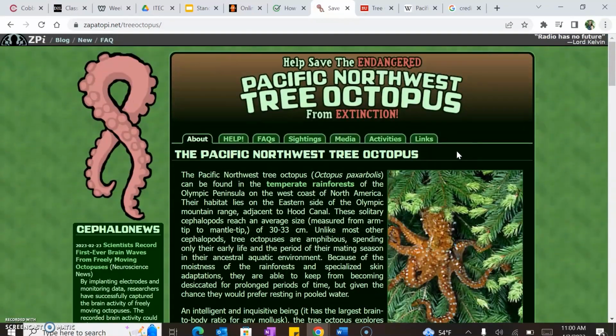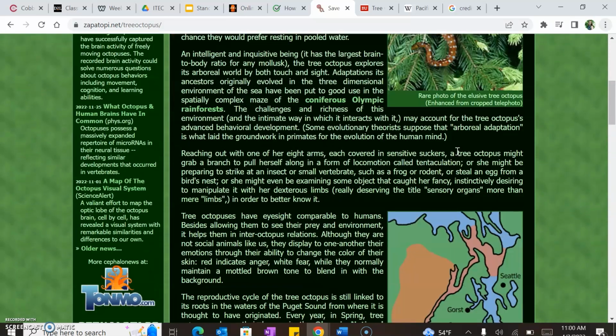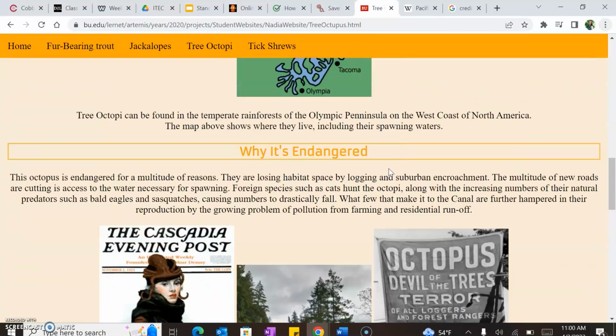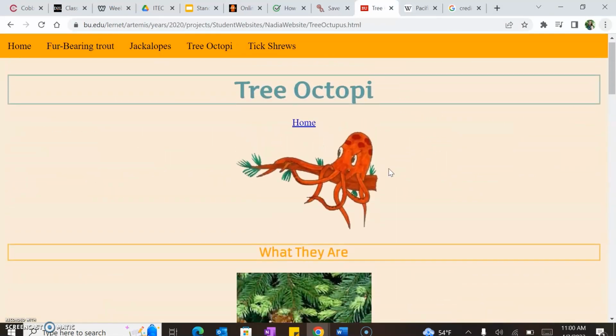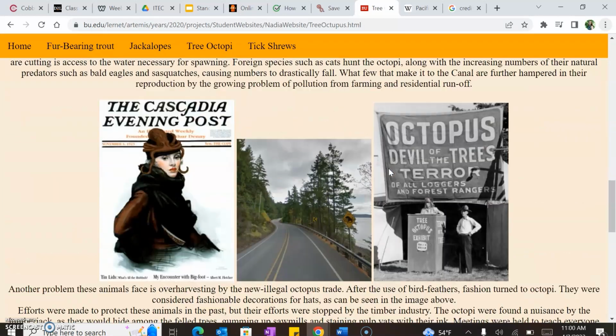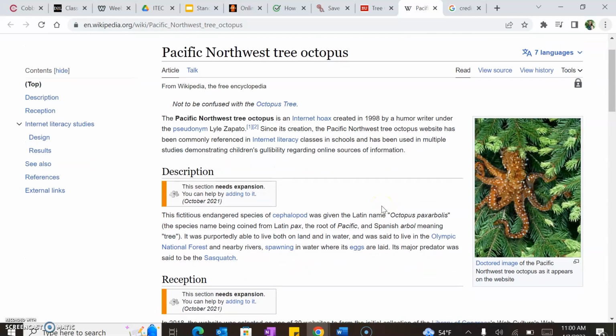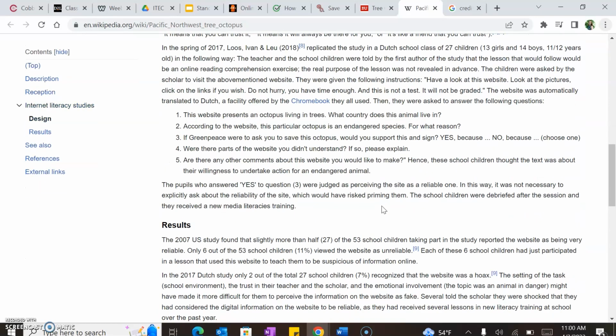Here is one. Help save the endangered Pacific Northwest tree octopus from extinction. Here's another one on the tree octopi. And then a Wikipedia page on the Pacific Northwest tree octopus.